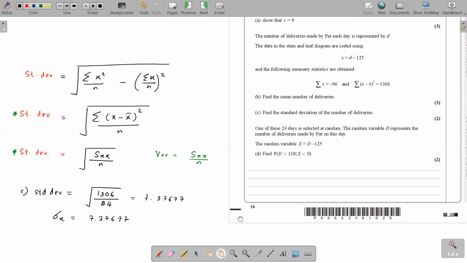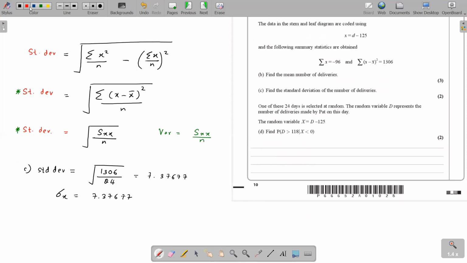So again, this is something you have learned in the chapter 2 coding. The coding equation we use is x equals d minus 125. When you convert to sigma, do you remember what the rule was in standard deviation? Standard deviation is not affected by adding or subtracting. When you do coding, adding and subtracting don't affect the standard deviation, only multiplying and dividing do. So when you convert to sigma x, sigma x becomes sigma d; the minus 125 doesn't apply.